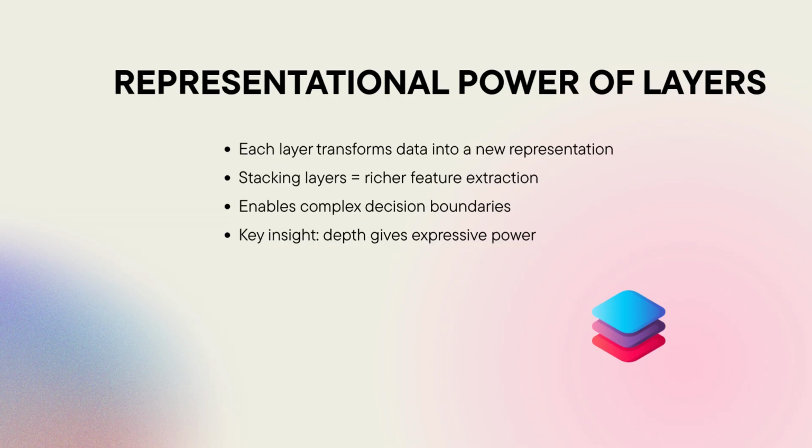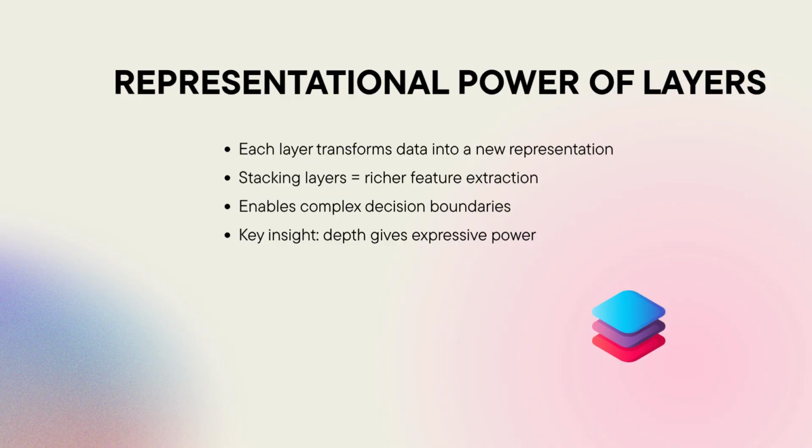One of the most important insights about neural networks is the representational power of layers. Each layer in the network transforms its inputs into a new representation. For instance, converting raw pixels into edges or edges into shapes. By stacking multiple layers, the network can progressively build more abstract features. This allows it to represent complex, nonlinear relationships that would be impossible to capture with a single transformation.